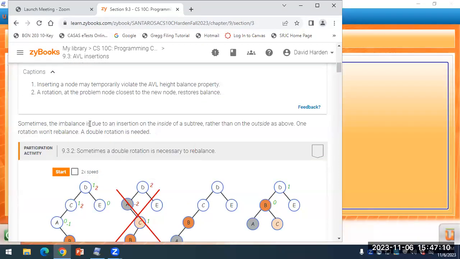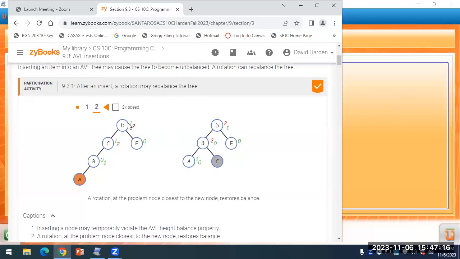Okay, sometimes the imbalance is due to an insertion on the inside of a subtree rather than on the outside. So far, every time we've done a balancing thing, it has been either because we had too many nodes going down the left or too many nodes going down the right. So now the question is, what happens if instead of adding A on the left, we added A on the right? And we want to do a rotation at C.